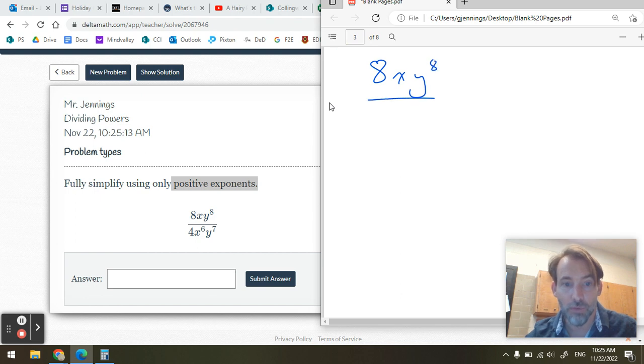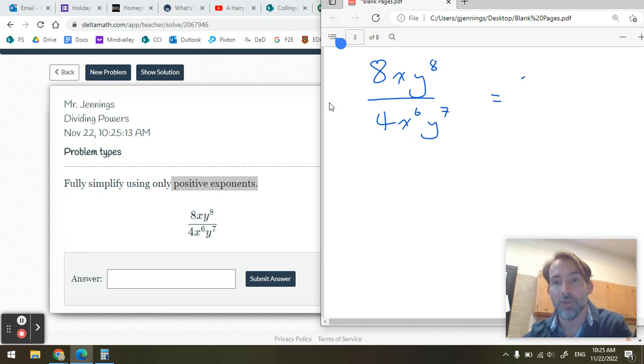8xy to the 8 over 4x to the 6 y to the 7. Okay, and then divide the parts that divide each other. So those would be common bases or numbers. 8 divided by 4 happens to be 2, and that will be 2 on top.